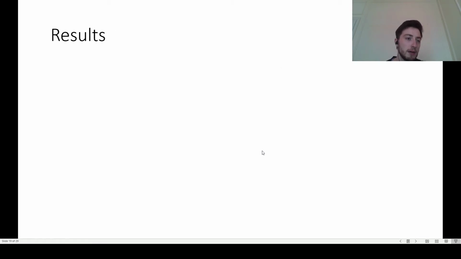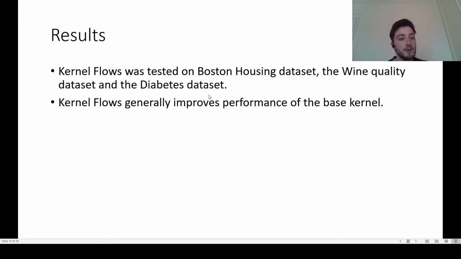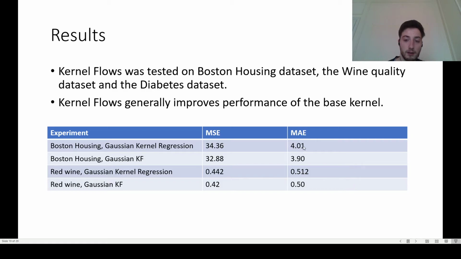Now, what are the numerical results? Well, the first thing is that we tested kernel flows on the Boston housing dataset, the wine quality dataset, and the diabetes dataset, and all of these are available online. Kernel flows in general did improve the performance of the base kernel. So this is a typical results table, and you can see that in each case, the mean squared error and the mean absolute error went down.